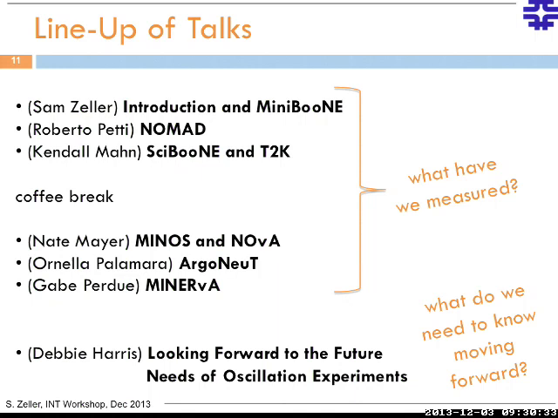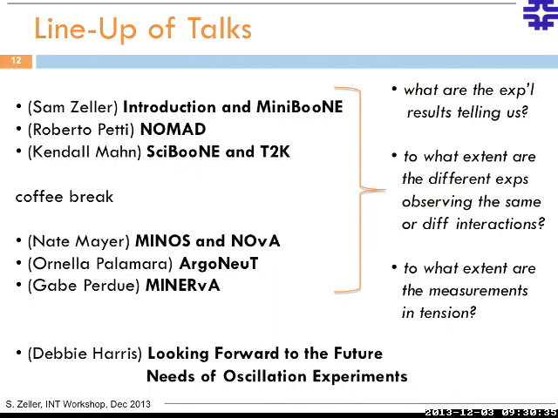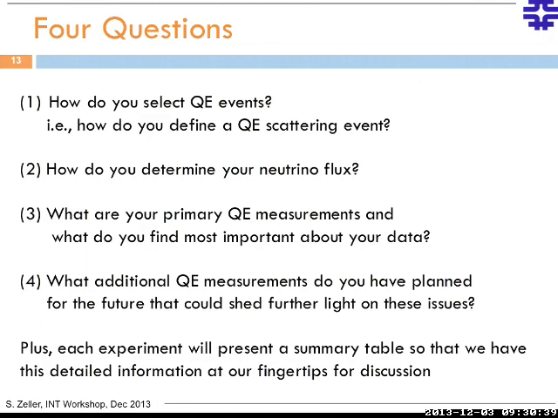So I discussed the lineup for the rest of the sessions and the kind of questions that we want to try and address. To help facilitate this, we asked each of the experiments the same four questions that they're going to answer. One is, how do you select quasi-elastic events? How do you define a quasi-elastic scattering interaction? I know that many of you have heard these experimental talks throughout time and at various conferences. We want to really roll up our sleeves and go in depth. What is it that you're really measuring?